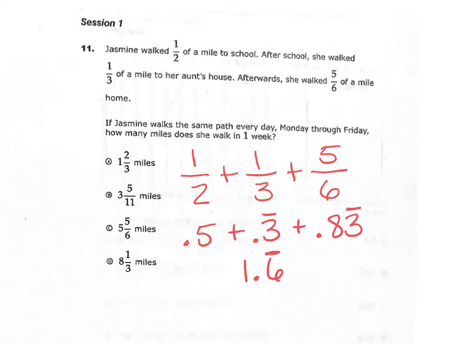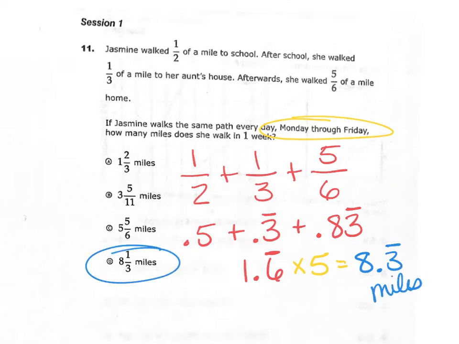1 2/3 is how far she walks in 1 day. That's her one loop. And it says if she does this every day, Monday through Friday, how far would she go in a week? So we're not going to multiply by 7 because she doesn't do it on the weekends. She just does it on the weekdays. So 1.6 repeating times 5 is 8.3 repeating miles. And that is answer choice D.